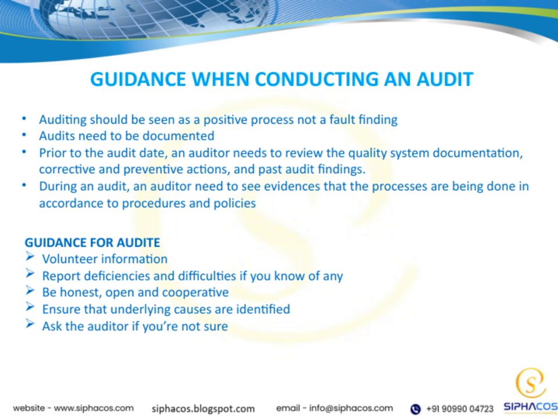Before the audit begins, the auditor should review the relevant documentation. This includes the quality system documentation, corrective and preventive actions, and any previous audit findings. During the audit, the auditor needs to see tangible evidence that processes are being followed as per established procedures and policies. This means observing actual work, reviewing records, and verifying compliance. Overall, think of this guidance as a way to ensure the audit is thorough, constructive, and aligned with the goal of continuous improvement.